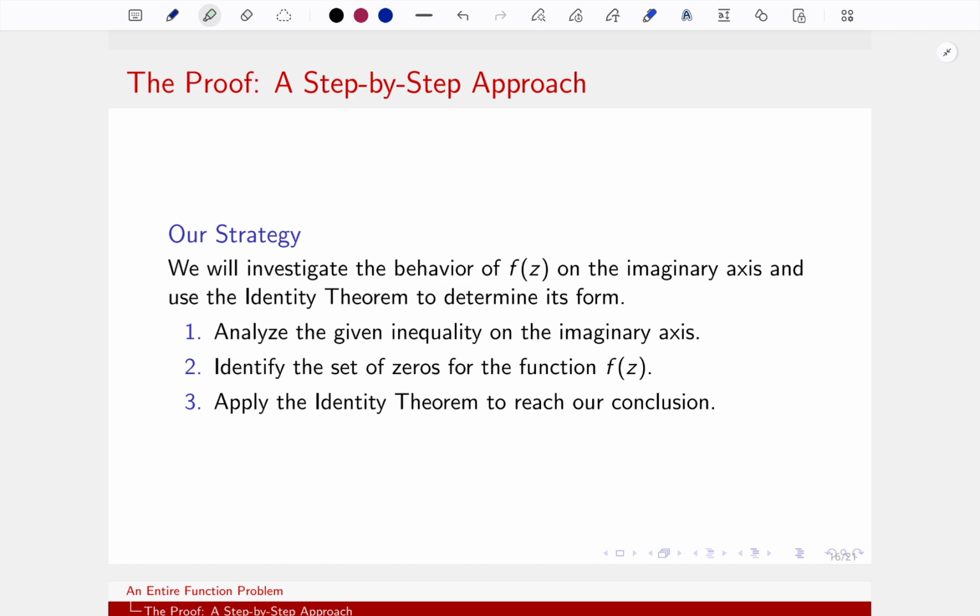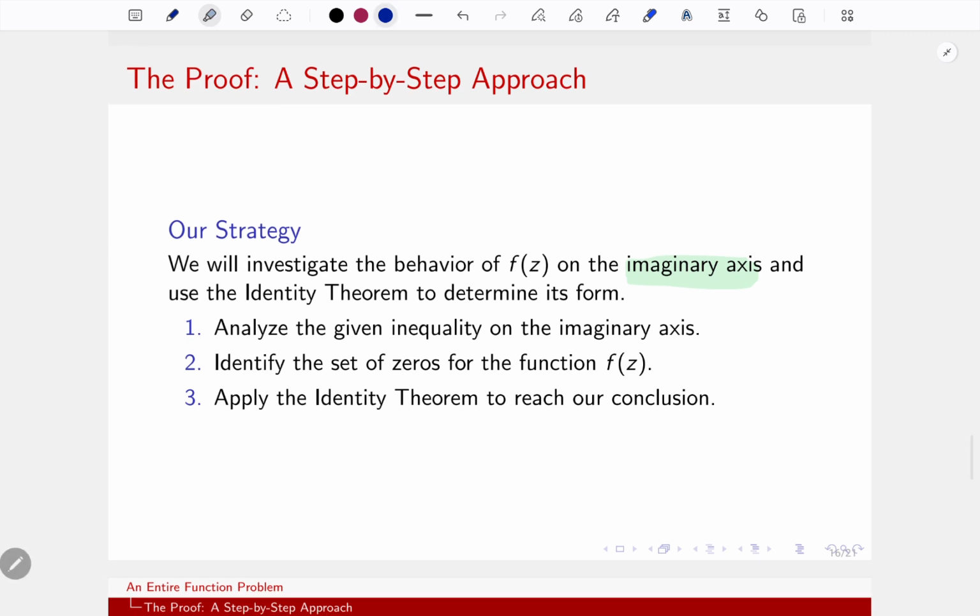Now let us move towards what we want to formalize. So what should be our strategy here? What we'll do is the following. We'll try and investigate the behavior of the function f(z) on the imaginary axis, and then we'll use the identity theorem to deduce its form. And why are we actually trying to do that? Let me just formalize it a bit. Let me go to the pen.